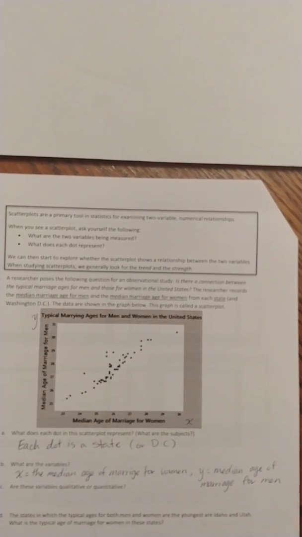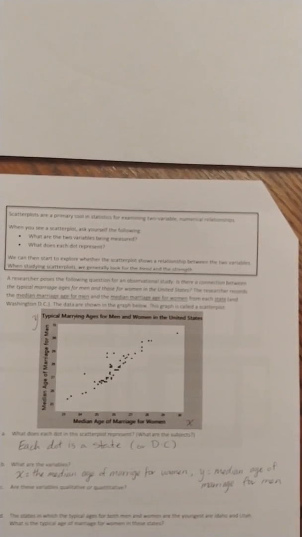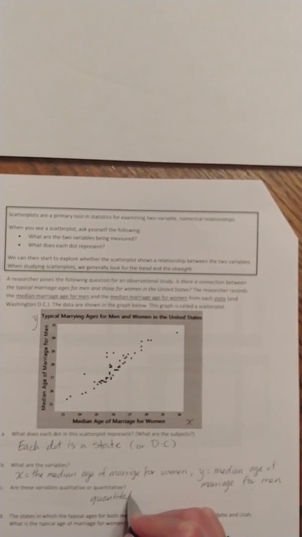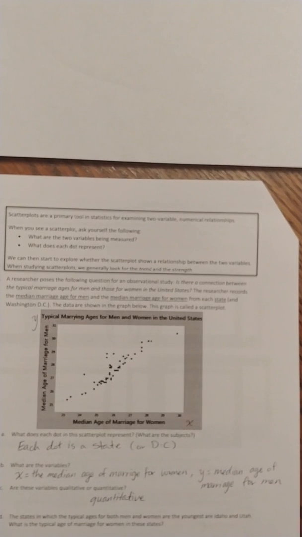Are these variables qualitative or quantitative? So if you recall, our quantitative variables measure a quantity, so an actual numerical amount, a number that actually means something. And so here, what do these numbers mean? These numbers are the age, right? So if I say 25, that has a specific meaning. It means 25 years old. And so here, the variables would be quantitative and not qualitative.